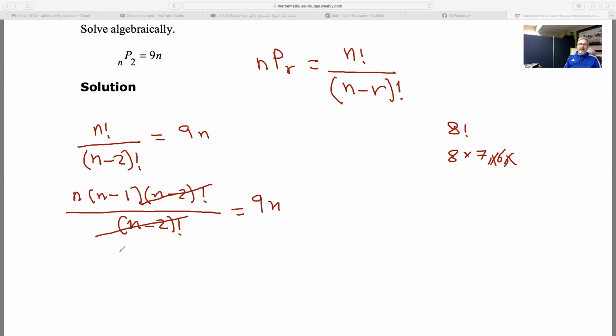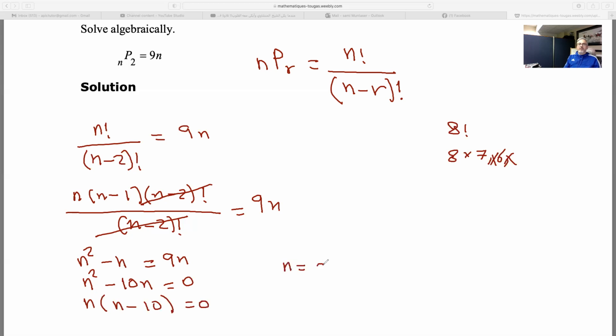And then I have 9n on the side. Now I can solve this by expanding and then bringing everything to one side, equating it to 0. So therefore, I'm going to have n squared minus n, when I distribute this in here, equals 9n. n squared minus 10n, because when you move the 9n, it becomes minus. So negative 1 minus 9 is negative 10n equals 0. Factor out n, and you get n minus 10 equals 0. And therefore, n equals 0 and 10. Of course, you're going to reject the 0. You cannot choose anything from 0. If you have 0, you cannot choose anything from it. So n equals 10 for this question.